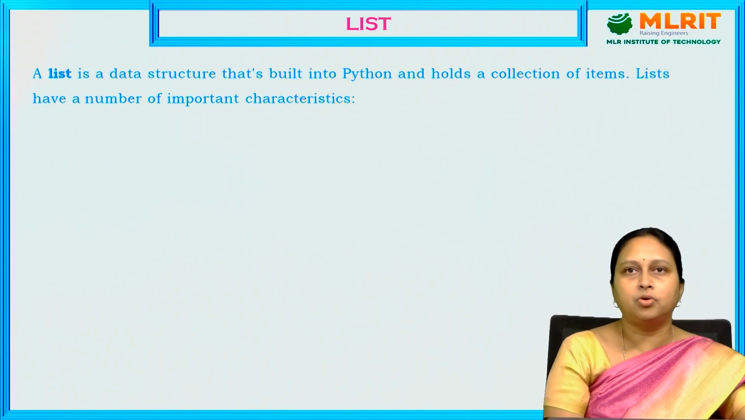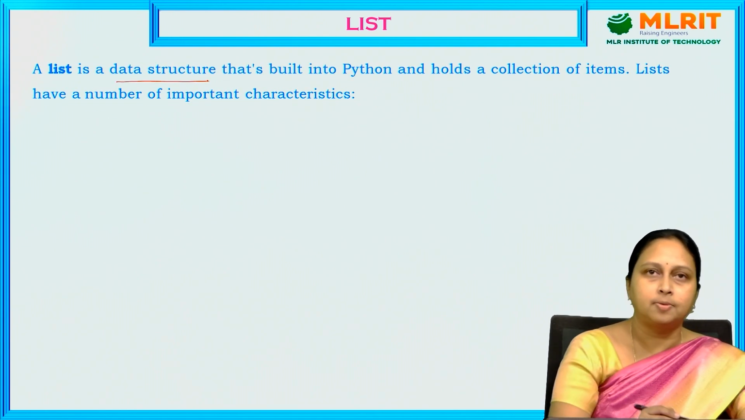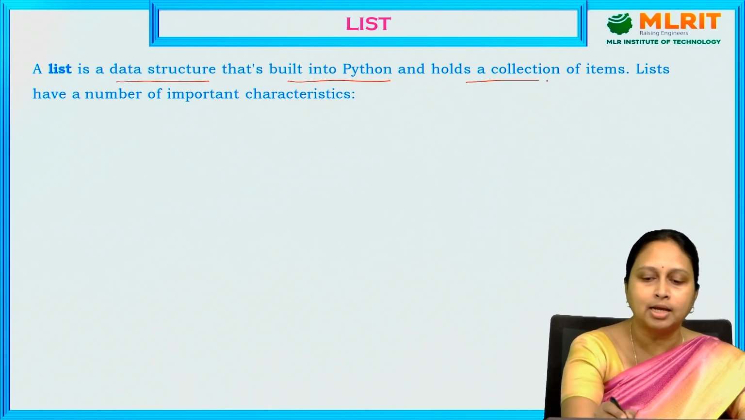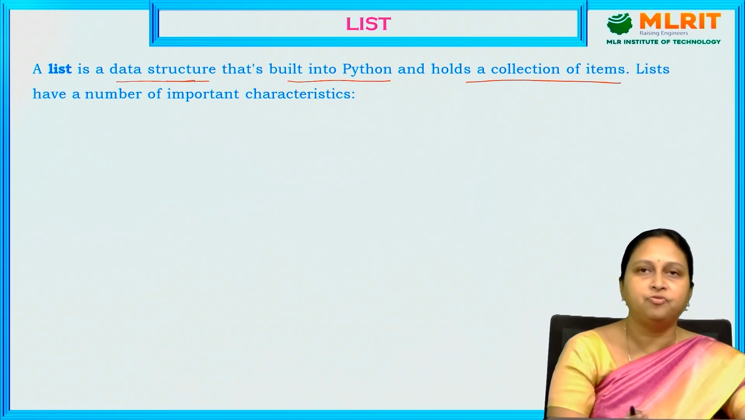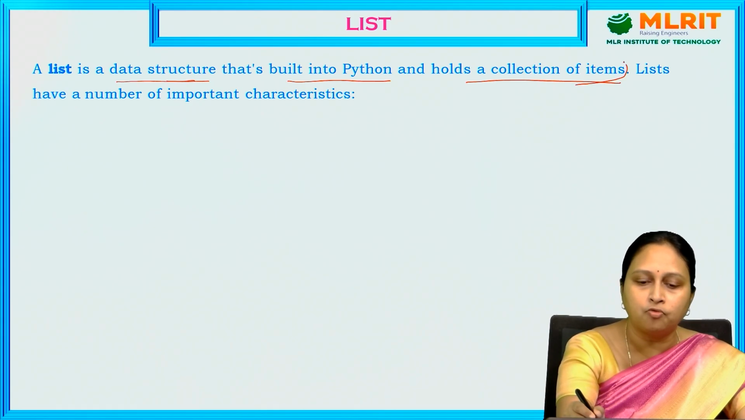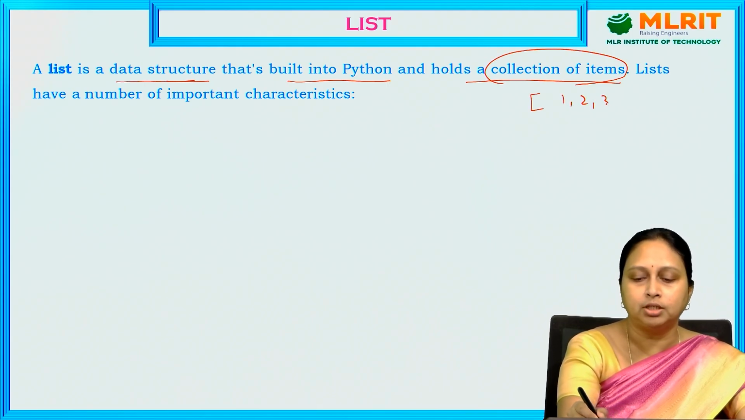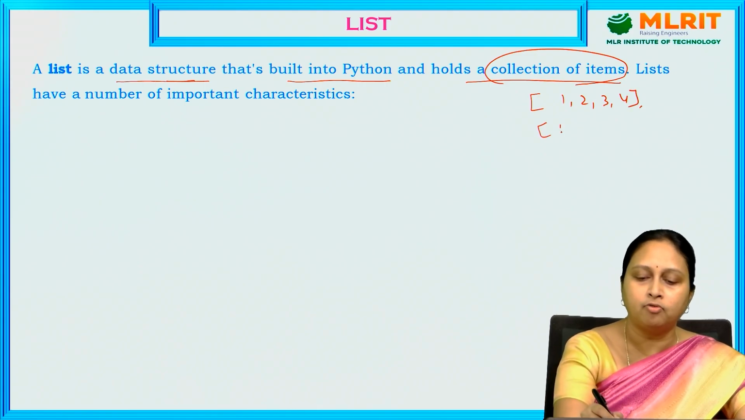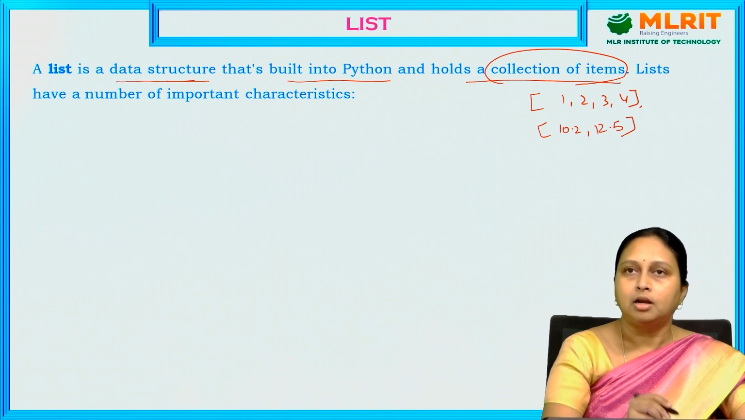Let us discuss what is a list. List is a data structure built into Python that holds a collection of items. List is nothing but a data structure where it can hold a collection of items. Items are nothing but, you may have 1, 2, 3, some integer values you can hold, or you may hold some floating point values, like this way. These are nothing but the collection of items.